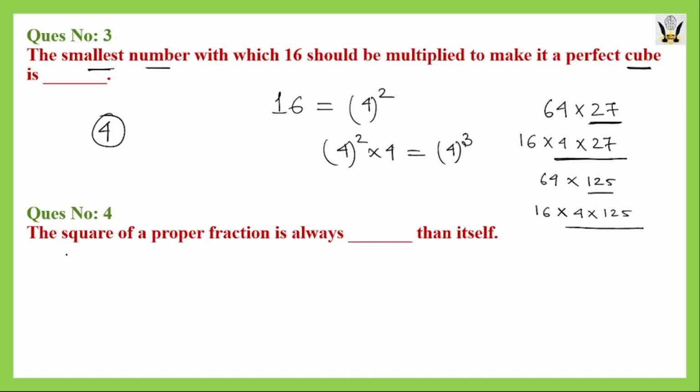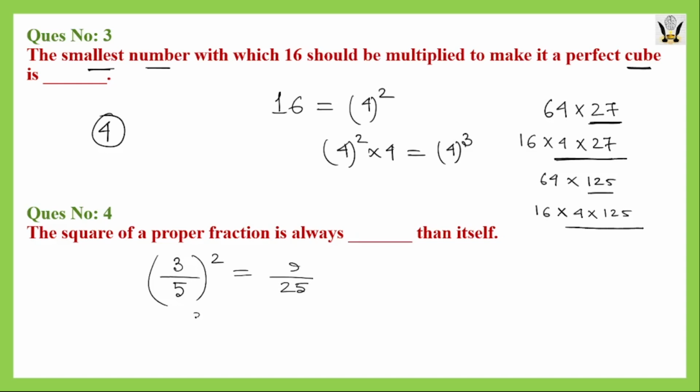Now the next question is, the square of a proper fraction is always what? Is it smaller than that number or larger than that number? So proper fraction, we know, is when in a fraction the numerator is less than the denominator, that you have studied. So if we take an example, say 3 by 5, and if we take the square value of that, then it will be how much? It will be 9 divided by 25.